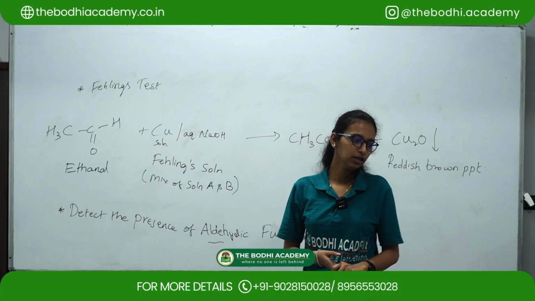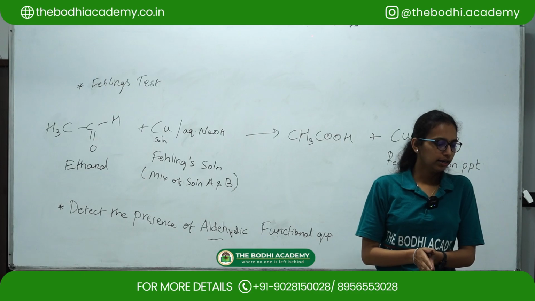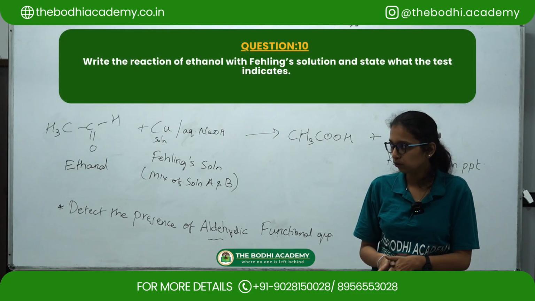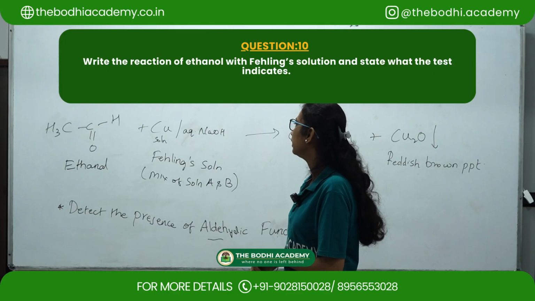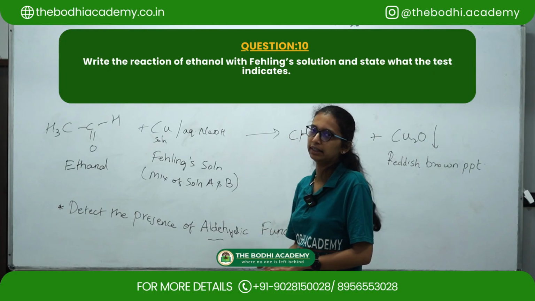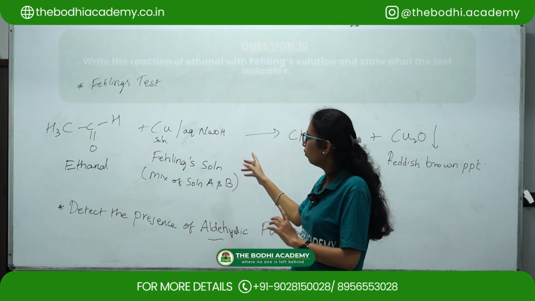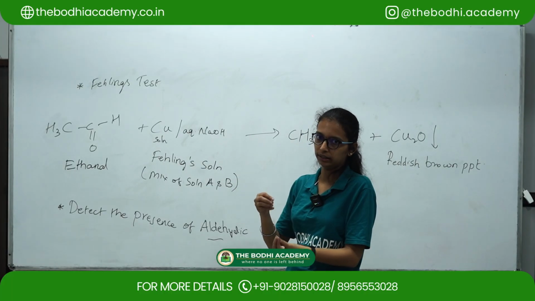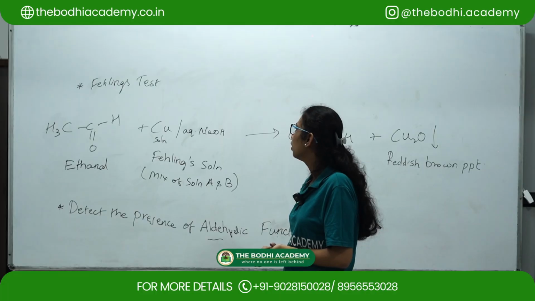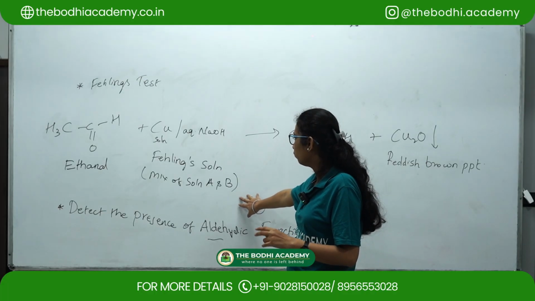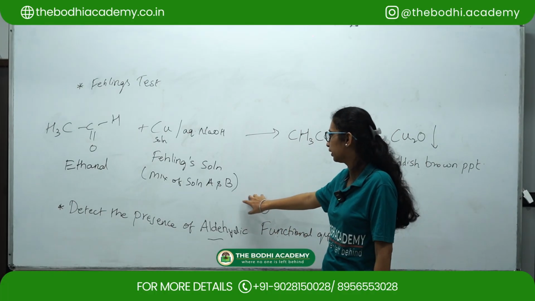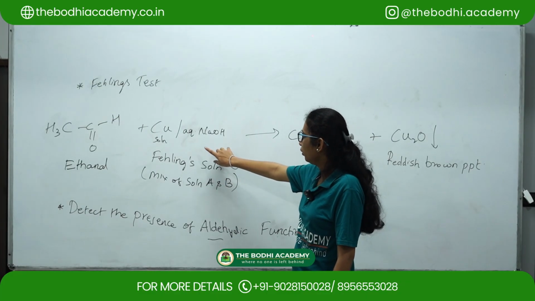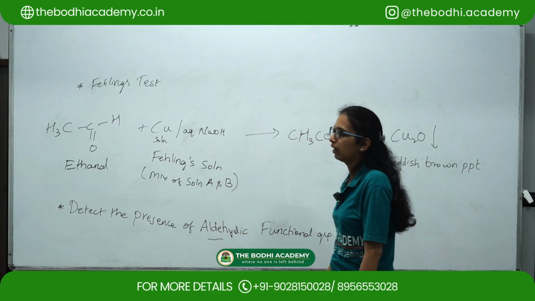Today's last question: write the reaction of ethanol with Fehling's solution. This is the Fehling's test. Fehling's solution is a mixture of two copper solutions, like copper sulfate and water. It is prepared in your labs, which you will get directly, and it is a mixture of two solutions. That mixture is your Fehling's solution, which has your copper solution and aqueous NaOH.